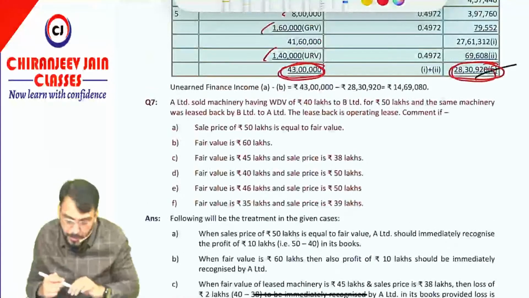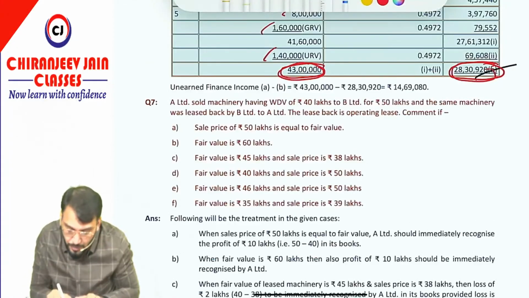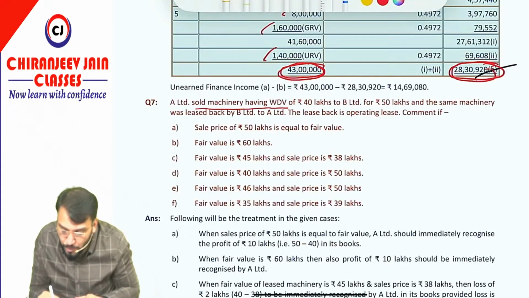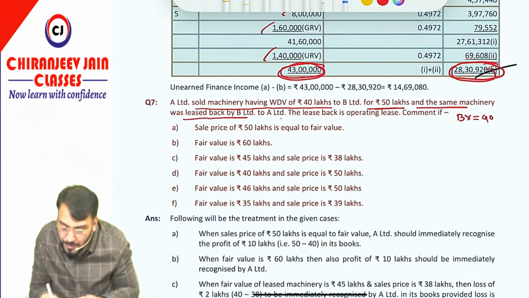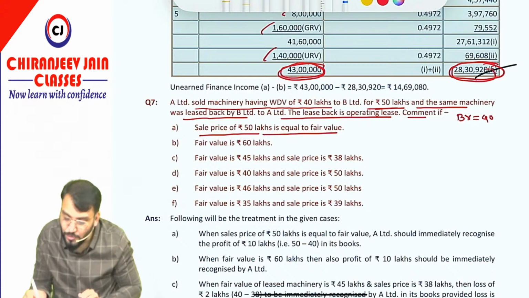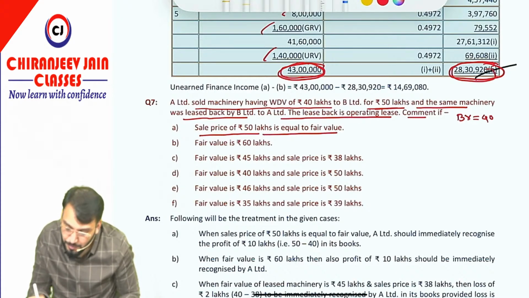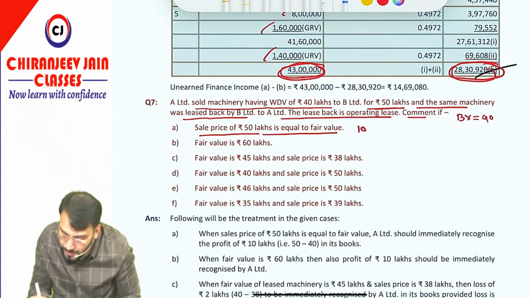Let me say, A Limited sold machinery having a WDB of 40 lakh. So book value is 40 lakh. And sale price is 50 lakh. And the same machinery was leased back by B Limited. The leaseback is an operating lease. Comment, sale price is 50 lakh, which is equal to fair value. So in this case, the gain of 10 lakh will be transferred to PL immediately.